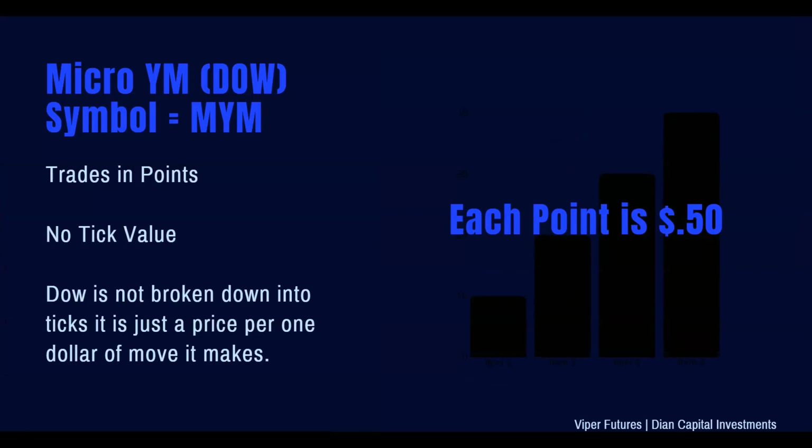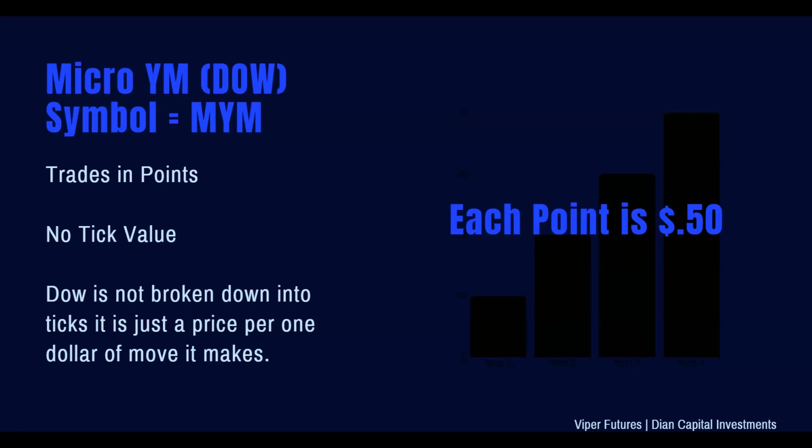Next is the Micro YM, and that is basically the Dow futures. The Dow is the only one that's a little bit oddball. It just trades in each tick or each movement. It's not considered a tick value. It's just a point. I'll show you guys a quick example in the next screen. It will make more sense. And then, of course, experience will get you to understand it after a couple of times, and you'll know.